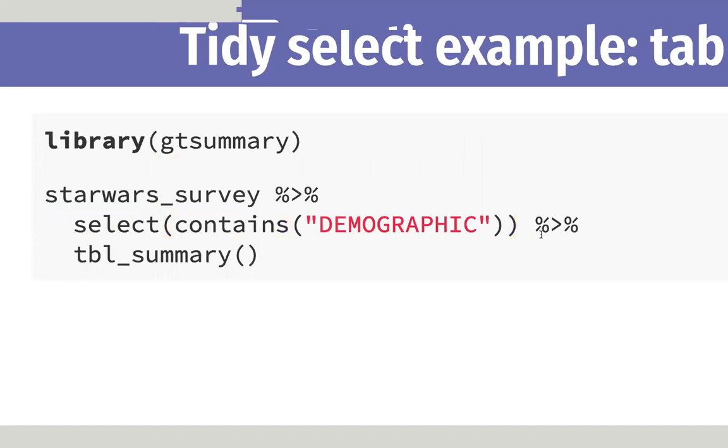You can also do it as I showed before with tables. So for example, if I wanted to make a table that only included demographic variables, I can select just the columns that contain the word demographics and create my table from that. So this is a really big time saver. I don't have to go through and type out every variable name. I can just do that.